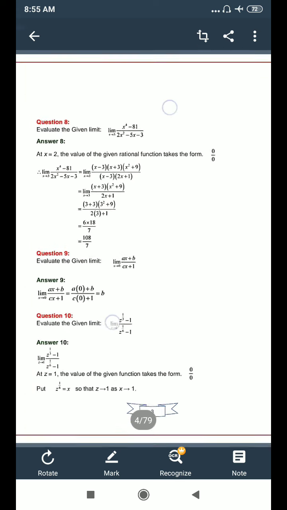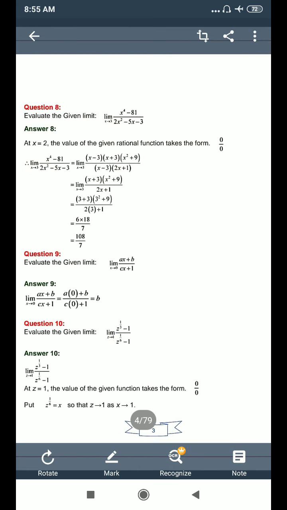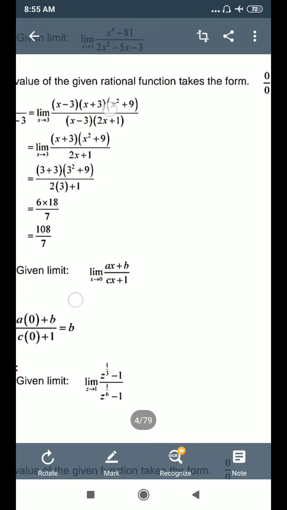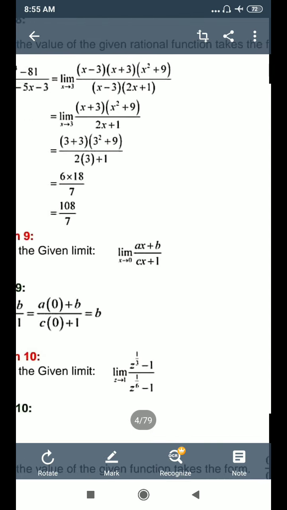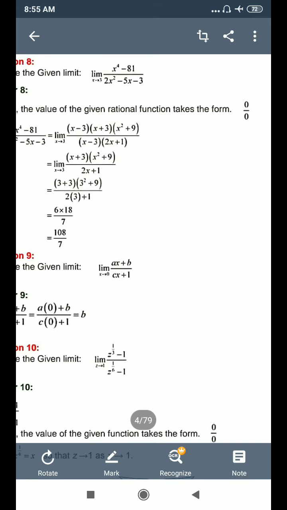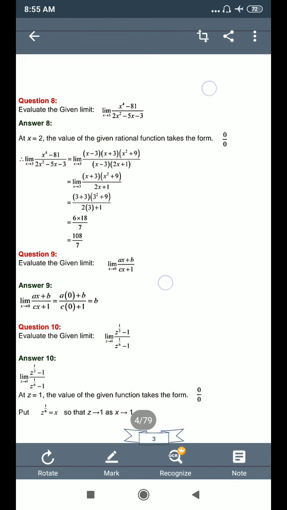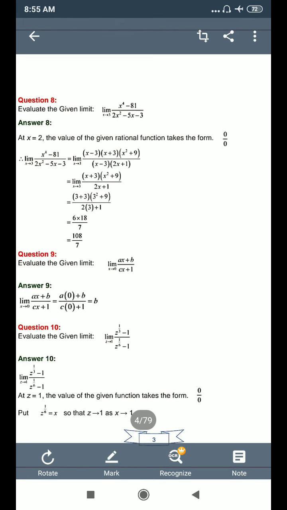Come to question number 8. It is x raised to power 4 minus 81 divided by 2x square minus 5x minus 3. You put x equal to 3 because the limit is x tends to 3. On replacing x equal to 3, your numerator will be 0 and the denominator is also 0. You just put the value and calculate, you will get 0 by 0 form. So whenever it is 0 by 0 form, you have to simplify further. Okay, the limit is not x equal to 2, this is actually 3. There is a misprint. This is x equal to 3.